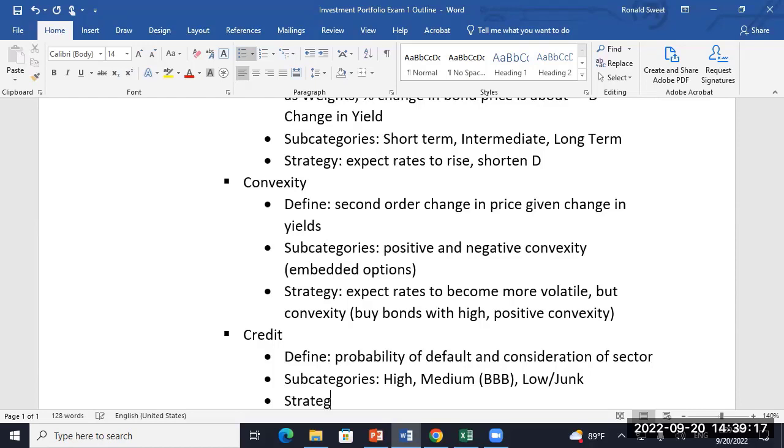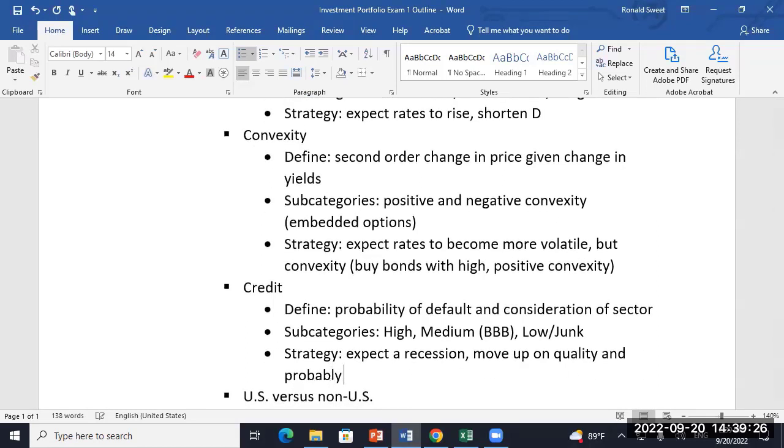And then strategy, here we get a little more complicated. You expect a recession, move up on quality, and probably what? Lengthen duration. Probably. This next exam, when I write the tactical question, it's going to be a little tough, because people are worried about recession with inflation right now, that the Fed's going to have to keep raising rates even though we have a recession because inflation is too high. So that's going to be that unusual 1970 type of strategy. But I'll tell you on the exam.